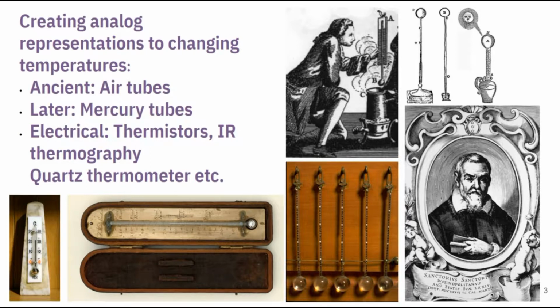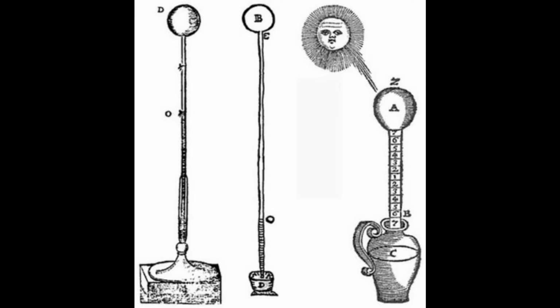This journey will start more than 2,000 years ago. The first devices to create temperature analogous signals are attributed to ancient Romans, specifically to Hero of Alexandria. His device exploited the fact that various materials, and specifically air, expanded and contracted according to the surrounding temperature. The expanding air changed the level of water in a vessel and was therefore an analog representation to the changing temperature.